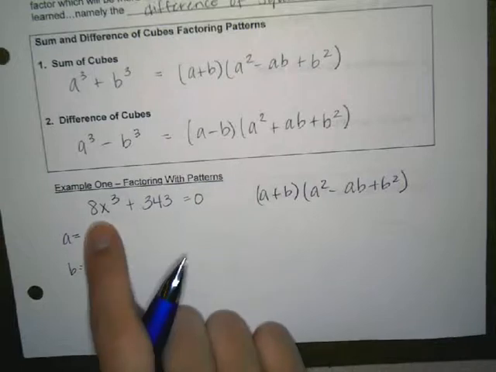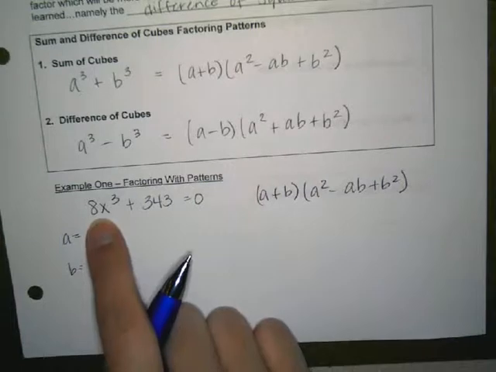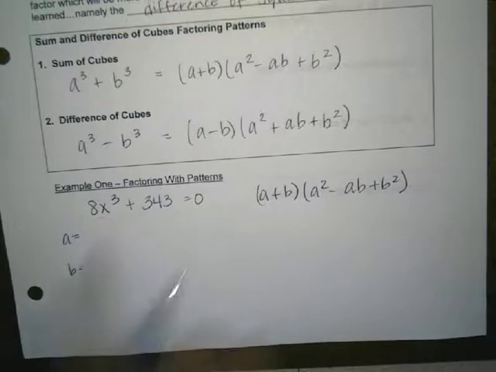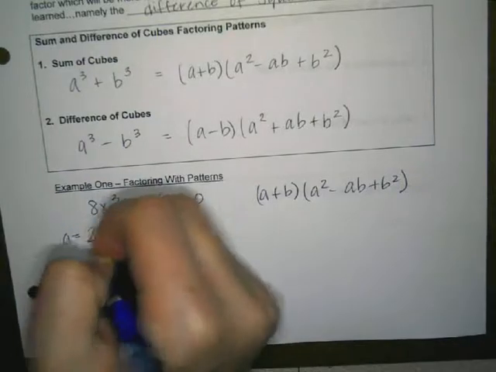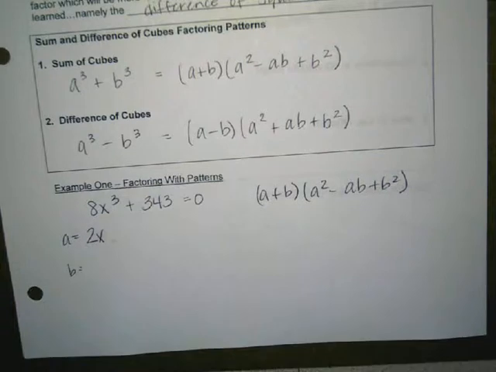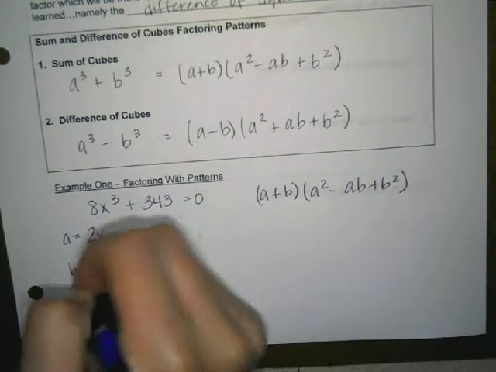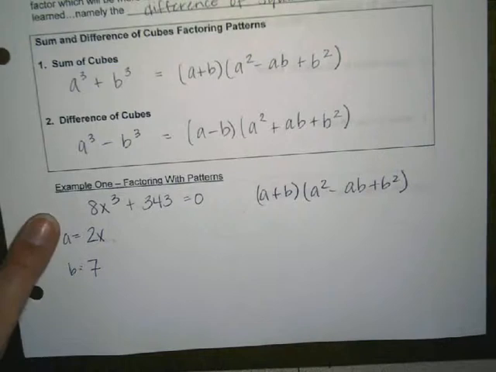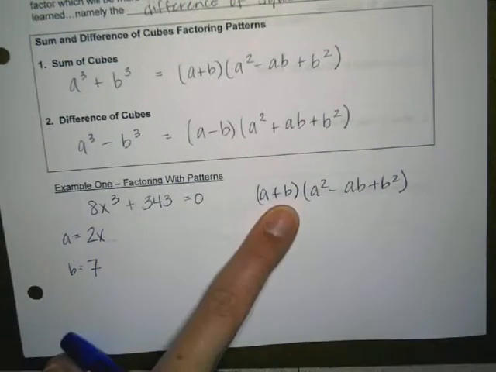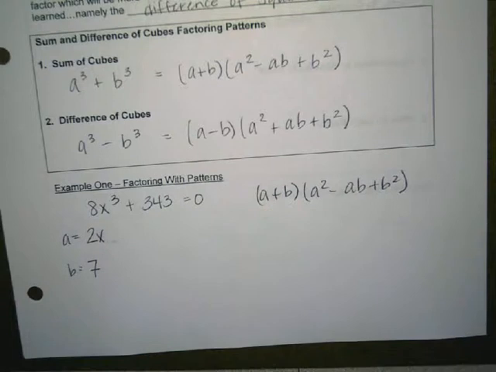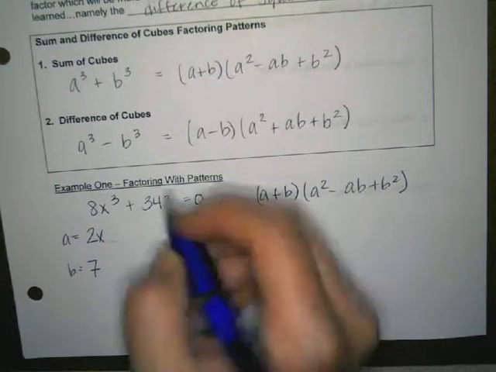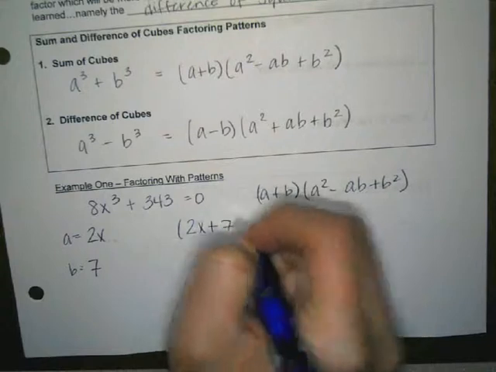So what's the cube root of 8x cubed? Well, what's the cube root of 8? 2. And then the cube root of x cubed is x, because x times x times x would give you x cubed. So A is the cube root of that first term, which is 2x. And then what's the cube root of 343? 7. Okay. Now, once you figure out what the cube root of both those terms are, you have your A and your B, and you just fit it into the pattern, or the formula, if you want to look at it that way. So when I factor, it's going to be 2x plus 7, because that's A plus B.